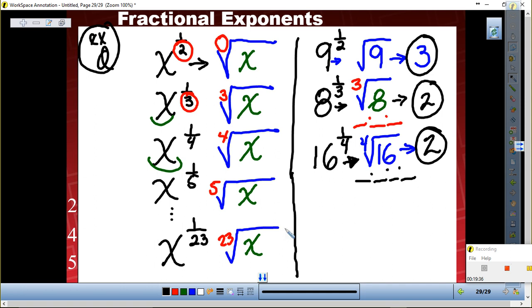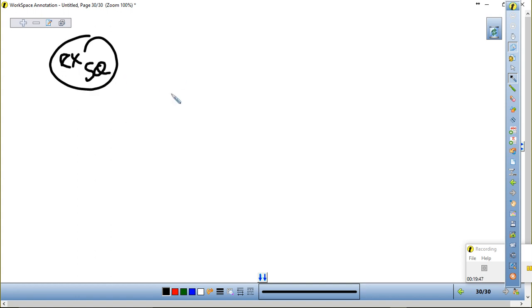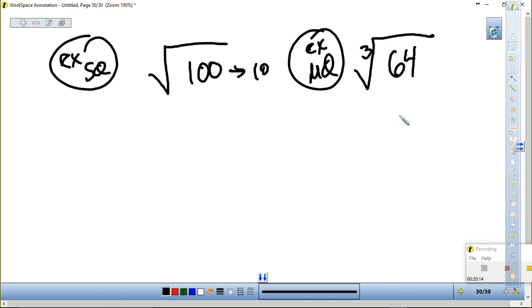We got this? Yes? All right. Let's kick it up a notch. Example, super cute: square root of 100. Everyone, 10. Example, mega cube: cube root of 64. Share with your neighbors, see what they got.